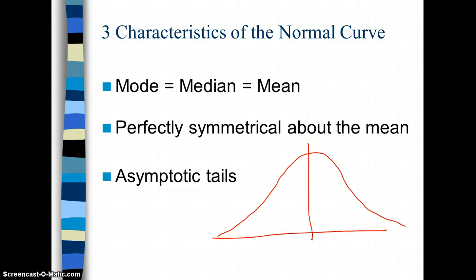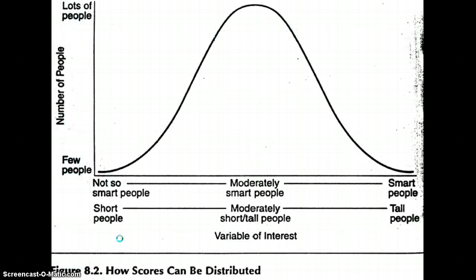And remember that there are some unique characteristics of the normal curve. One is that the mode, the median, and the mean all are the same in a normal curve. And it's perfectly symmetrical about the mean, meaning that this side and this side look the same. There also are asymptotic tails, which means that they go out and they get closer and closer and closer to zero, but they never touch zero. It just is infinitely getting closer and closer, but never touching. I can't draw that very well, but you know what I'm saying. And this is generally what it looks like, right?